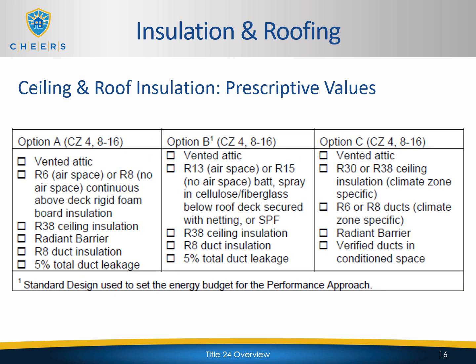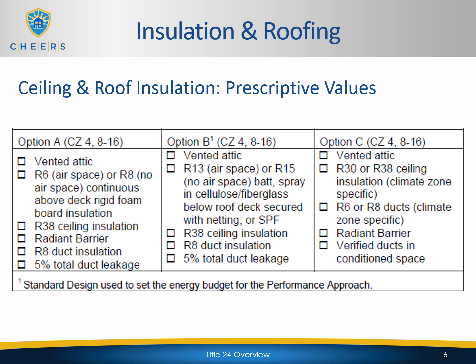Now these options A, B, and C are really only going to affect climate zones 4 and 8 through 16. So in this table here, we break down what's going to be required, not just insulation for your ceiling and roof, but some additional items. For option A in climate zones 4 and 8 through 16, we're going to have that vented attic. We're going to have an R6 if there's an airspace, or R8 with no airspace, for continuous above-deck rigid foam board insulation. We're going to need R38 for the ceiling insulation. A radiant barrier must be installed. We're going to do R8 for our ducts, and a 5% total duct leakage.